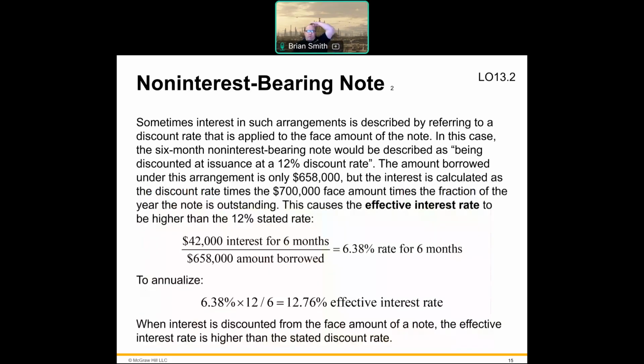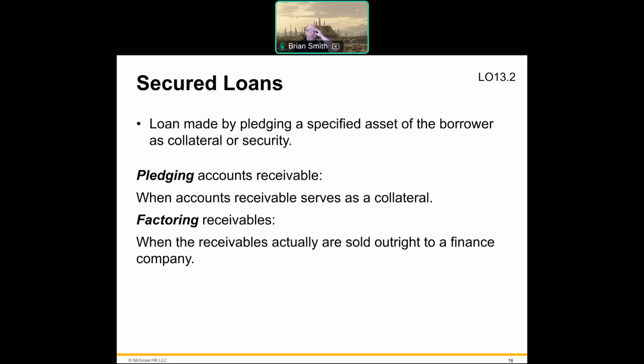Okay. So non-interest bearing note, we got to find out what the percentage is here. And so we're going to take that 42,000, which is interest for 6 months, and divide it by the amount we borrowed. We're going to find out what the rate for 6 months is, and then we're going to multiply it by 2, which is that 12 divided by 6. It's the inverted rate at which we got to that point, which was for 6 months. So we're going to basically just multiply by 2. So our effective interest rate, or the interest rate we essentially gave to this company by making this arrangement, is 12.76%. I would want to know how to do that, because that's a very common question we're going to see in this chapter. Okay.